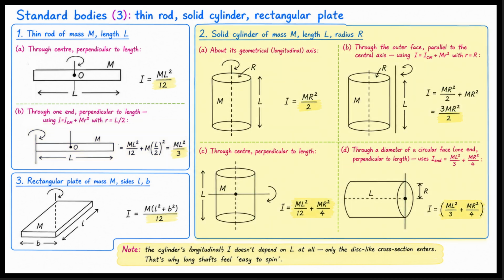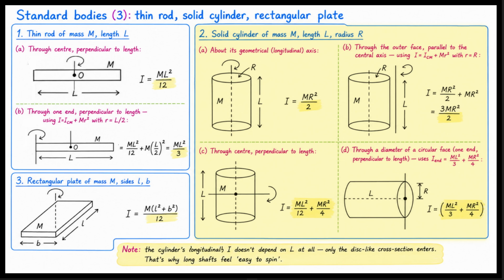For a solid cylinder of mass m, length l, and radius r, the moment of inertia about its central longitudinal axis is mr squared over 2, and about a parallel axis through the outer face it is 3/2 mr squared. About a perpendicular axis through the center, it is ml squared over 12 plus mr squared over 4. And through a diameter of one circular face, it is ml squared over 3 plus mr squared over 4.